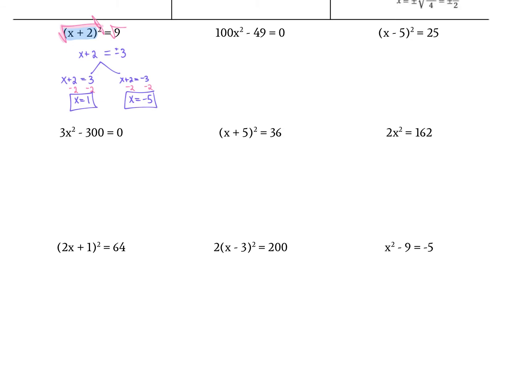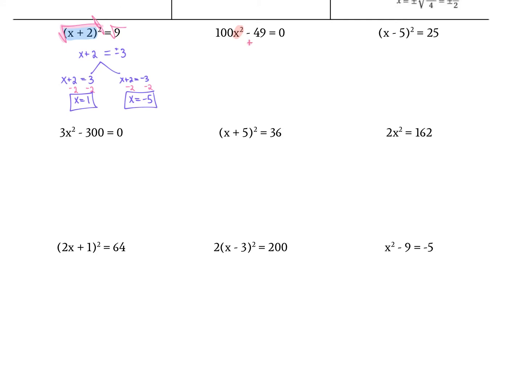All right, the next one, I have 100x squared minus 49 equals 0. Now not everything is being squared. Only the x is being squared. There's no parentheses, so only the x is being squared, not even the 100. What I want to do first is isolate that x. So I want to get rid of this minus 49.